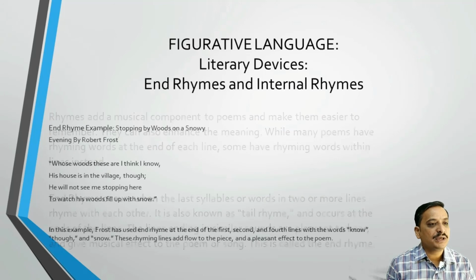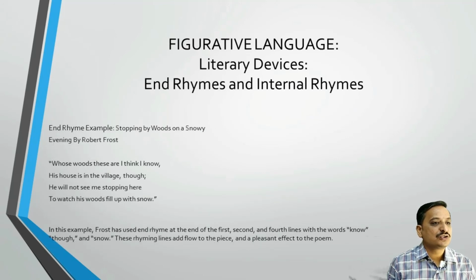An example would be Stopping by Woods on a Snowy Evening by Robert Frost. Whose woods these are, I think I know. His house is in the village, though. He will not see me stopping here to watch his woods fill up with snow. In this example, Frost has used end rhyme of the first, second, and fourth lines with the words know, though, and snow. These rhyming lines add flow to the piece and a pleasant effect to the poem.